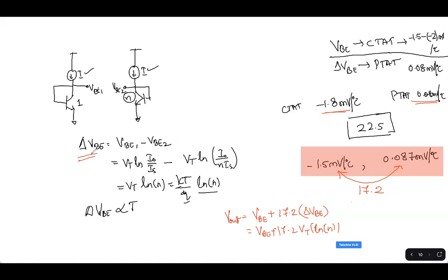Where do we add this VBE and del VBE? Is it possible that del VBE is replicated, or it is mirrored, or del VBE is manifested in some resistance? It is a very much possible thing to do. Let's say this is the left side one with 1. This is the right side one with N.